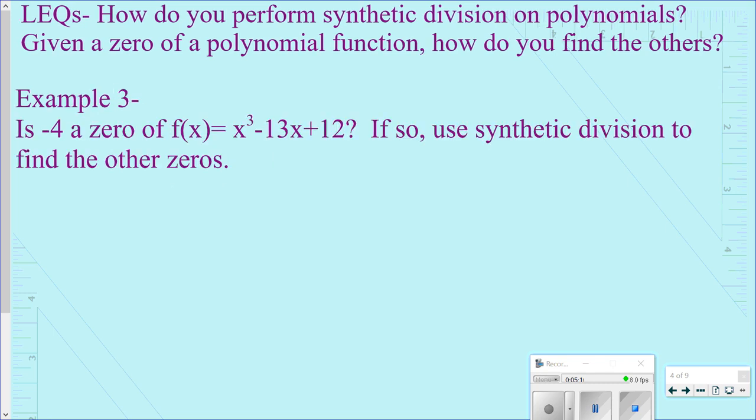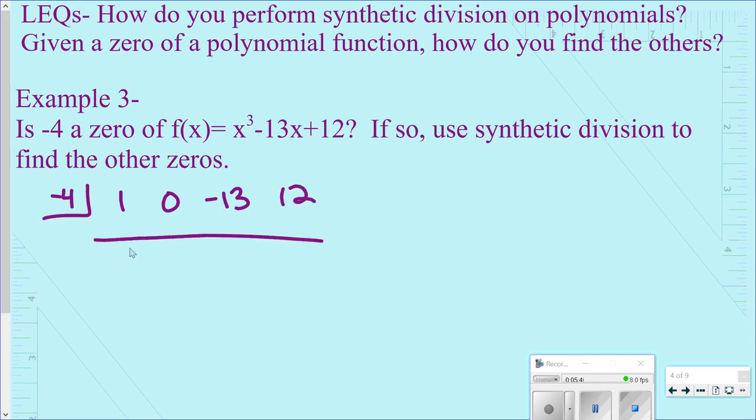So this time we're being asked, is negative 4 a 0? We're being given an equation, and if so, use synthetic division to find the others. So we're going to first try negative 4 in the box there, and we're going to run through synthetic division. So I see x cubed, I'm missing the x squared, so 1, but then I'm going to put a 0 in for the x squared, negative 13, and then 12.